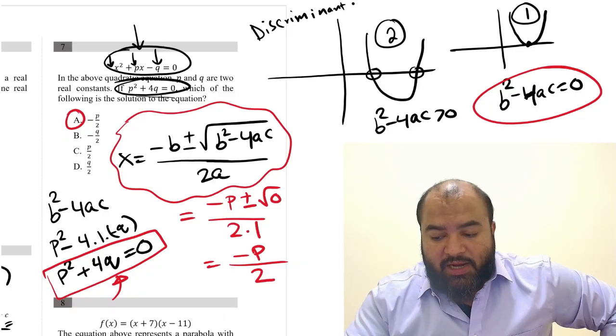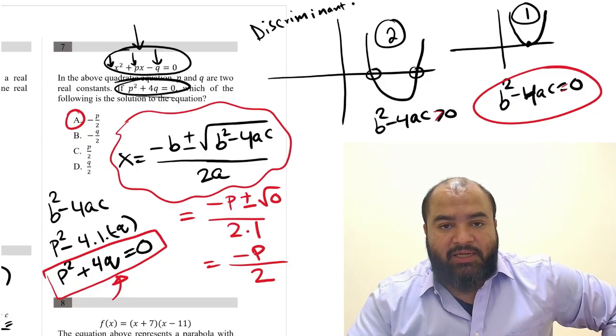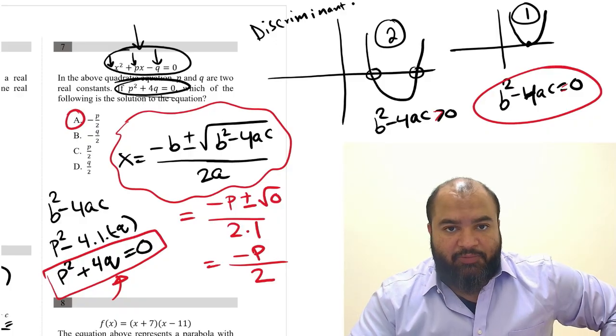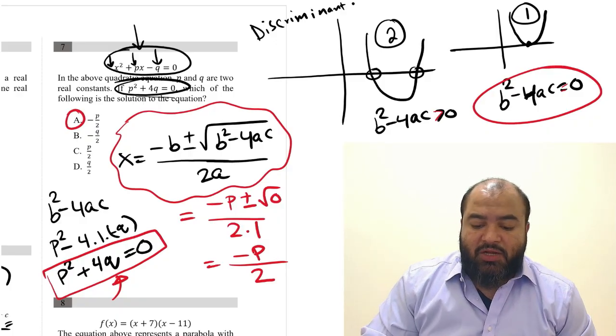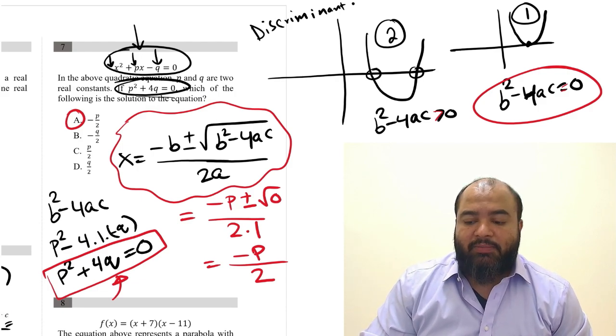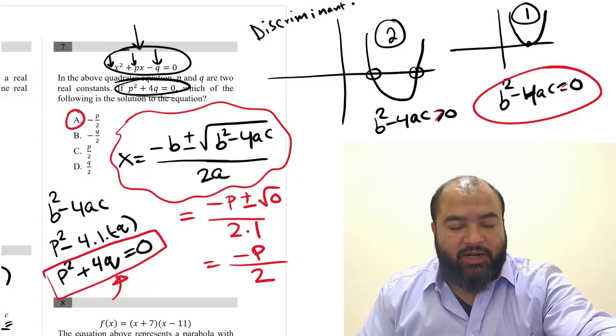Now let me quickly explain this. If b square minus 4ac is equal to 0, then you're going to have one solution. If b square minus 4ac is greater than 0, two solutions, and if b square minus 4ac is less than 0, no solutions. We're going to practice that as well. This is called the discriminant. We use it a lot when a question says this quadratic equation has no solution, which means b square minus 4ac is less than 0. We'll practice those kinds of questions later.